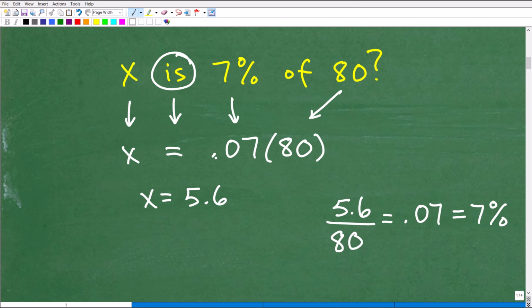7% we can express as 0.07. Now this is really, really important. How do we write 7%? As a matter of fact, let me do it right here. 7%. So how do we go from a percent to a decimal?